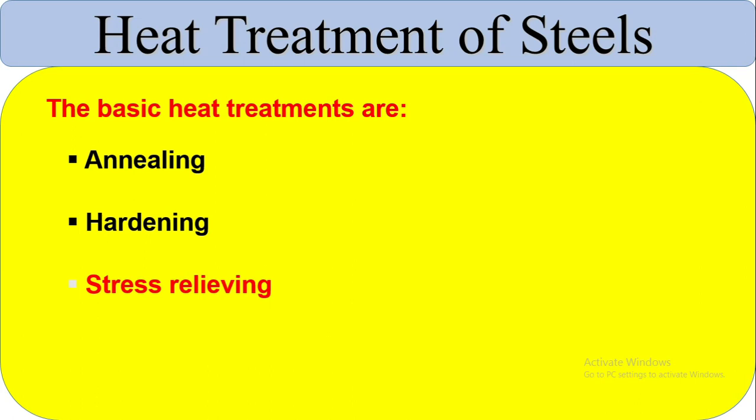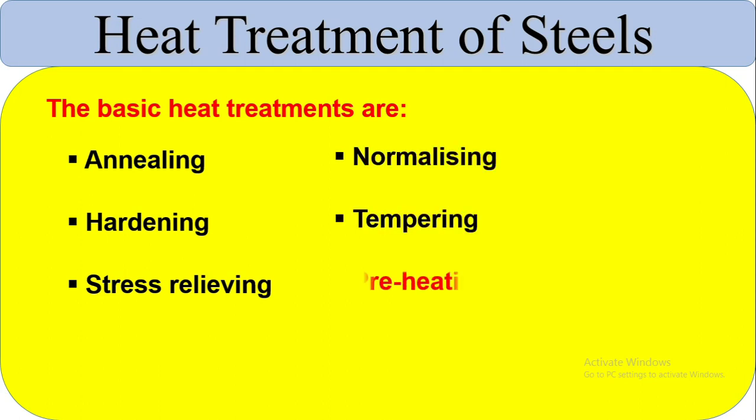What is the basic requirement? Fourth is normalizing. Fifth is tempering, and the last one is preheating. So these six procedures of heat treatment are mentioned here. These are different types of requirements as per what the client is asking, that this requirement you need for this particular steel, so you have to do it that way only.